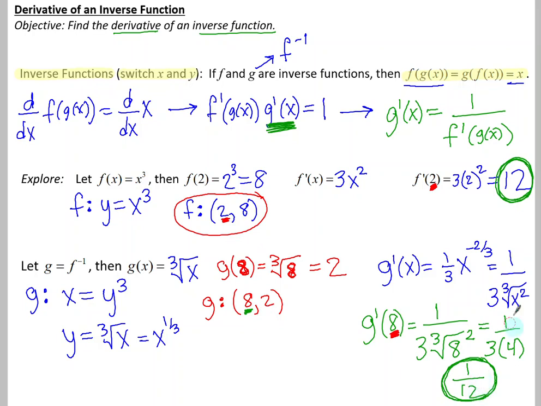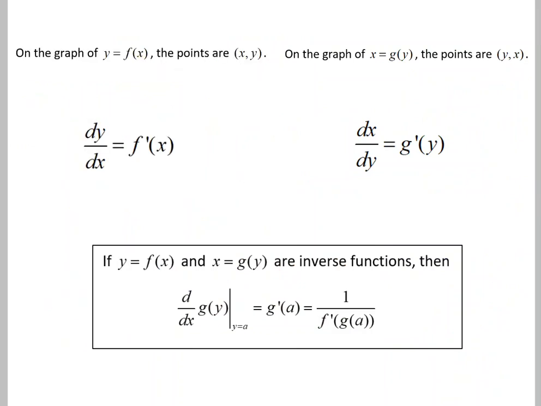So we remember that the derivatives of the inverses are ultimately reciprocals of each other. Let's look at this yet another way. On the graph of y equals f of x, the points are x comma y. On the graph of x equals g of y, notice that's the inverse because x and y are switched, the points are y comma x. The x and y are switched.